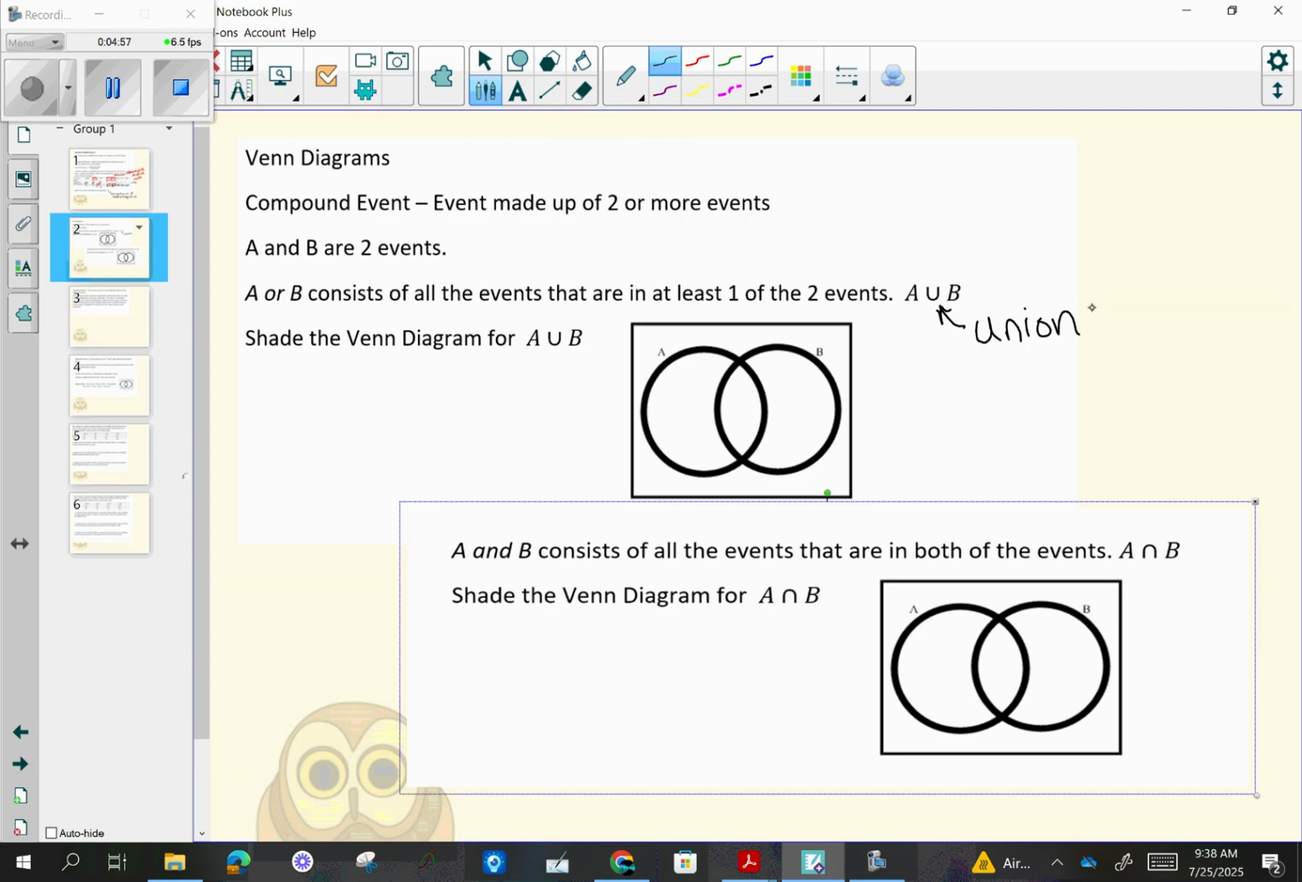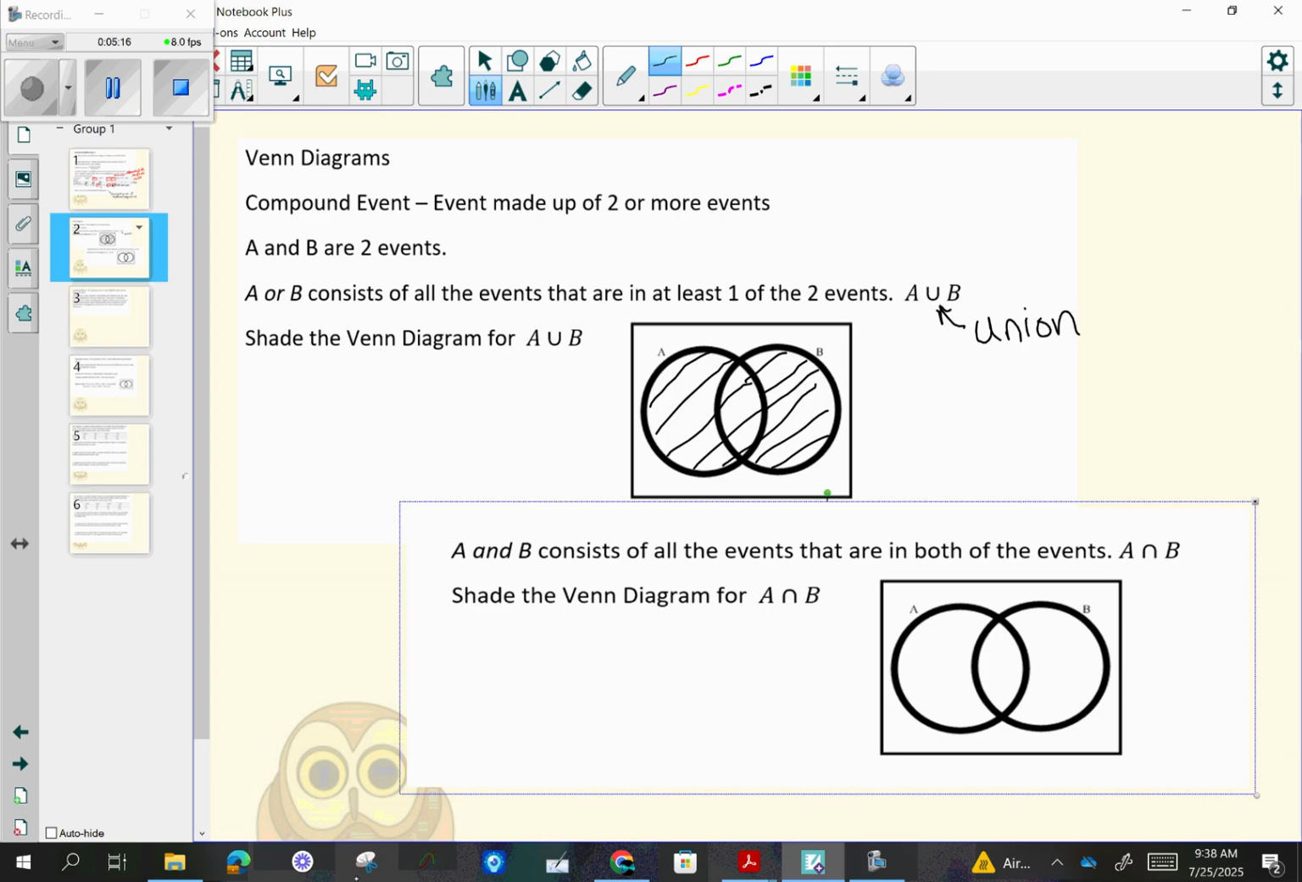So if I look at that Venn diagram, if I'm going to shade the union of A and B, I'm shading everything that is in A and everything that's in B. So there's our union.